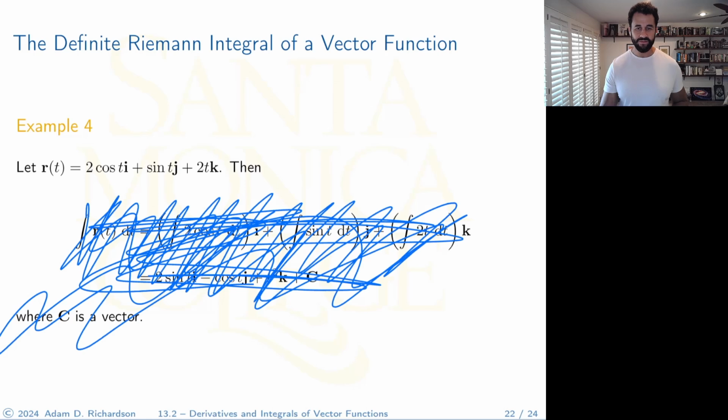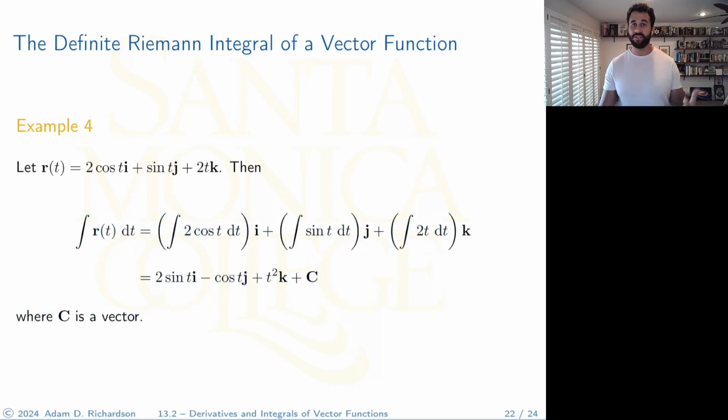Okay. All right, now we'll do this one together. You're just going to integrate component-wise. So you're going to do the integral of 2 cosine t times i, plus the integral of sine t times j, plus the integral of 2t times k. Oh, sorry, I meant times j back here. There you go, 3 individual integrals.